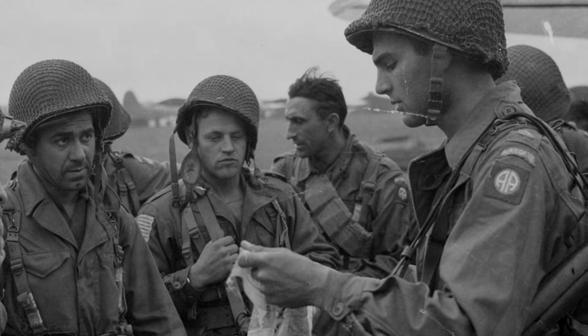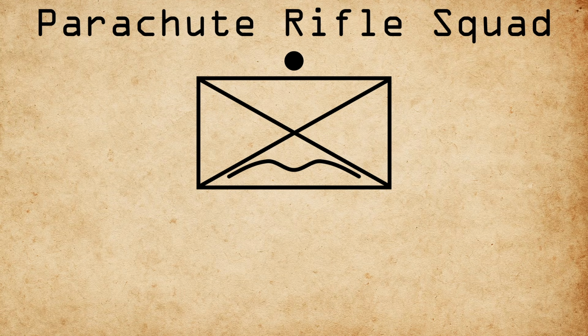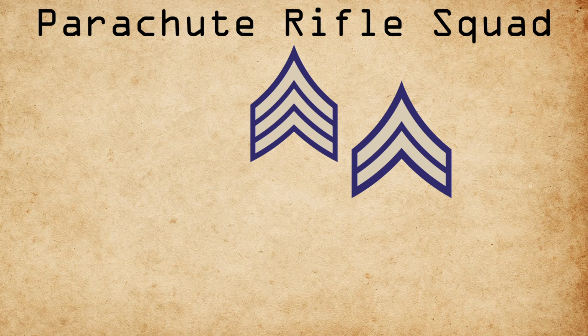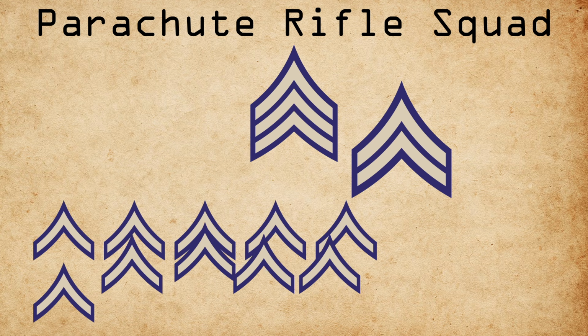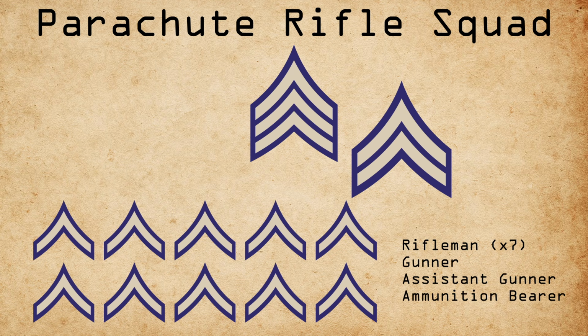2 different types of squads were detailed for the airborne troops, a Parachute Rifle Squad and a Parachute 60mm Mortar Squad. The Parachute Rifle Squad consisted of 2 non-commissioned officers, a sergeant and a corporal, along with 10 privates. 7 of these men were designated as riflemen, with the remaining 3 acting as gunner, assistant gunner, and ammunition bearer for the light machine gun. The sergeant could act as jump master, with assistance from the corporal. Along with that responsibility, the squad leader was responsible for conduct and equipment of the squad, as well as executing all orders given from the platoon leader.